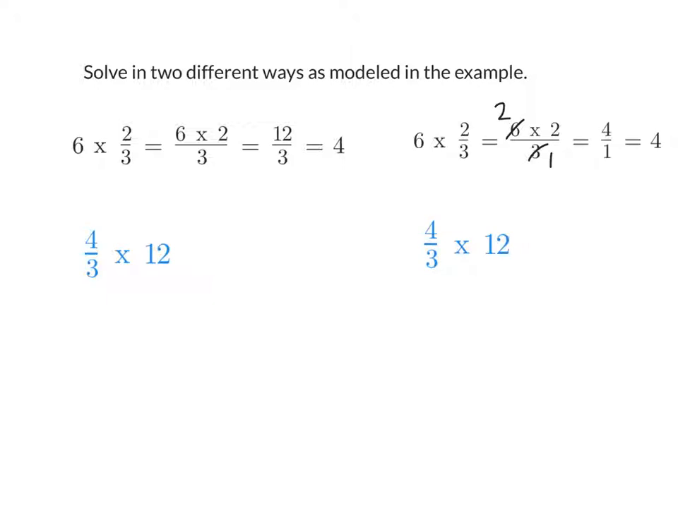A factor is any two numbers that are multiplied together. Okay, so 2 times 2 equals 4. What were the factors? 2's. Good. 10 times 2 equals 20. What are the factors? 10 and 2. 10 and 2. Very good.